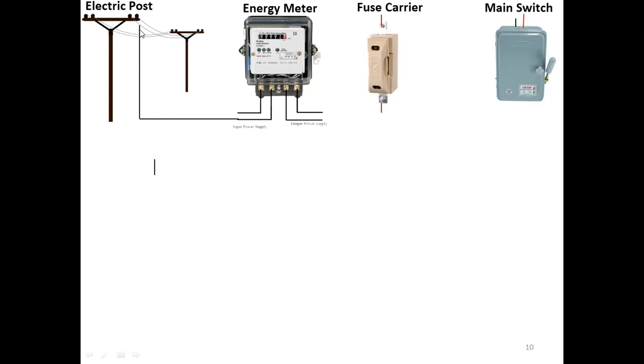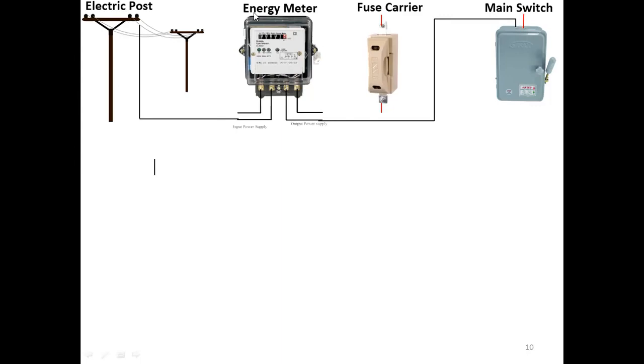If you go and see the service connections, you will be able to see the neutral connection. It should be a red colored wire, or in some cases there may be other colors of wires available. Now the neutral point is connected here. From the meter we take the neutral point, and that is connected directly to your main switch. See here, the neutral point is connected to your main switch. So now the neutral connection is over. The neutral connection from the electric post is given to the main switch through an energy meter.